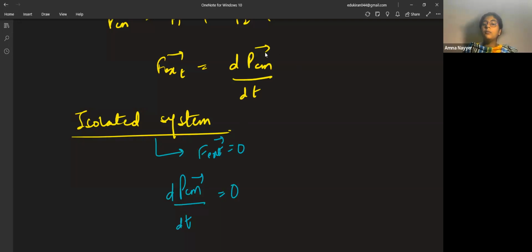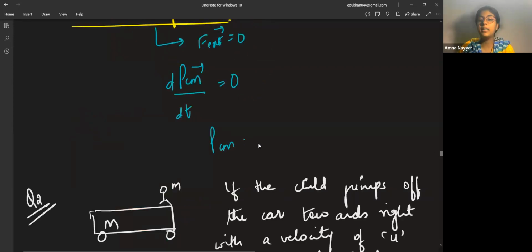So if the rate of change of momentum becomes 0, then what does it show? Something is not changing, then only its difference will be 0. When final minus initial is zero, then only we say something is 0. Final velocity minus initial velocity is 0, it means velocity didn't change. So this shows that the momentum of center of mass remains constant.